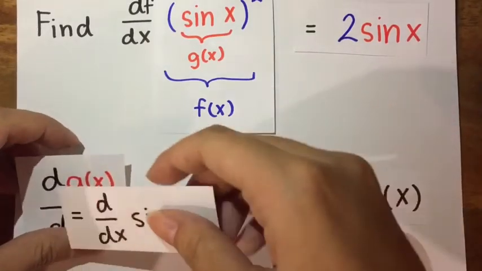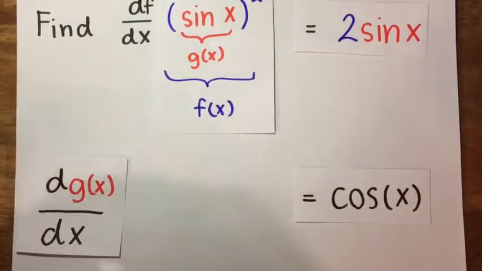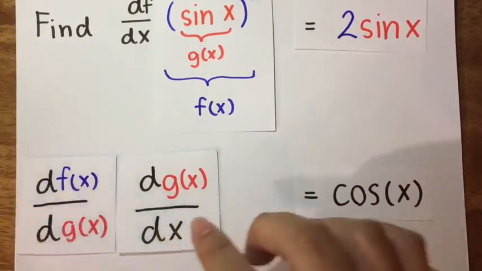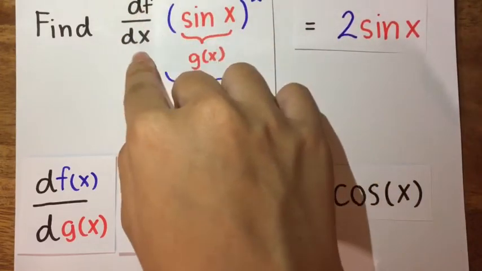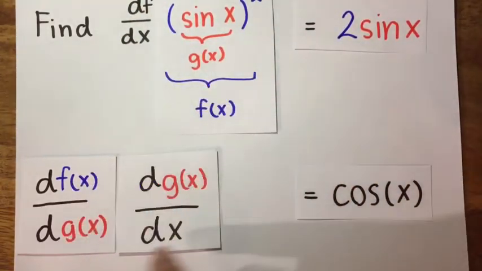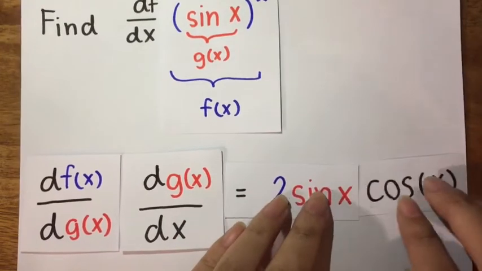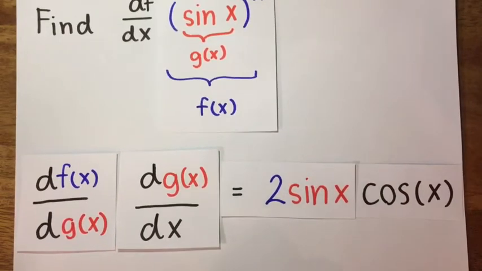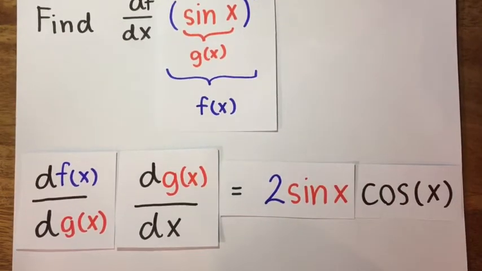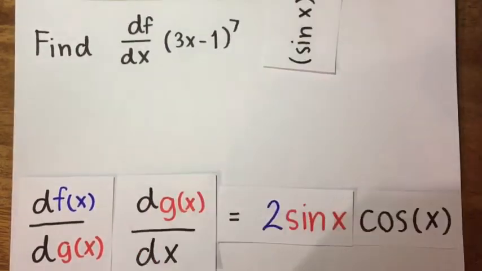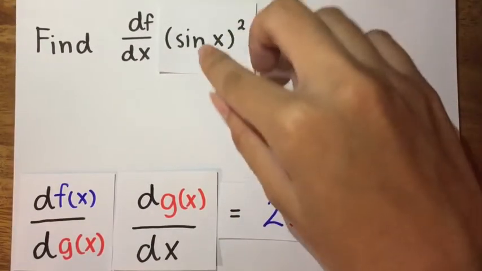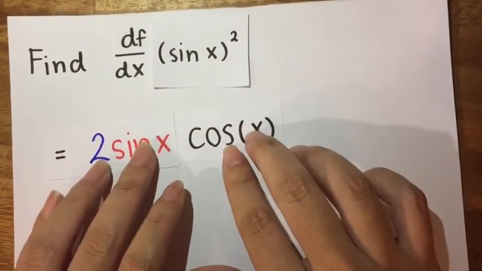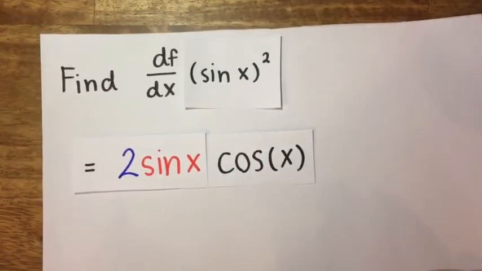So here, derivative, chain rule. So find the derivative of f of x with respect to x. We did all of this and we got 2 sine x cos x. And that will be our answer. So deriving sine x squared will be equal to 2 sine x cos x.